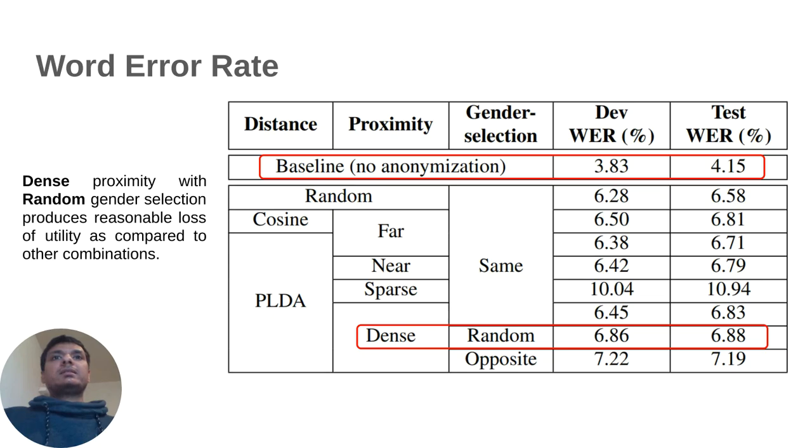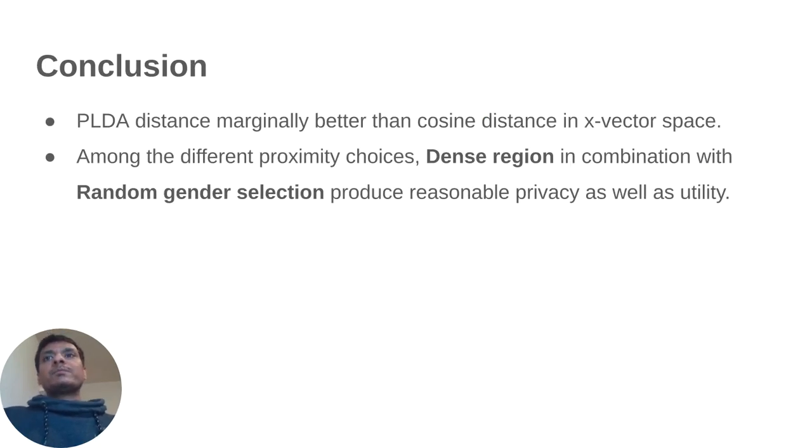Hence, finally, we may conclude that PLDA distance is marginally better than cosine distance in X vector space. And when we map the target pseudo speakers in dense region in combination with random gender selection, we obtain quite reasonable privacy as well as utility.